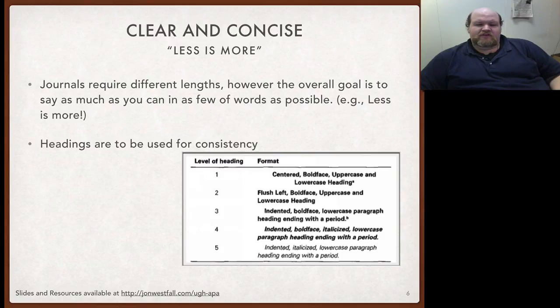Headings are also to be used for consistency, and those are the heading formats taken from the APA manual. So the first level of heading, this is where you put the title of the paper above the introduction section, the word method, the word results, the word discussion. All of those are centered, boldface, uppercase and lowercase headings, so you don't put it all in all caps or all lowercase. Then if you have a second level, it's flush left, bold, upper and lowercase heading. Third level, indented, bold. Fourth level, indented, bold, and italicized. And then fifth level, indented, italicized, and lowercase paragraph heading, ending with a period.